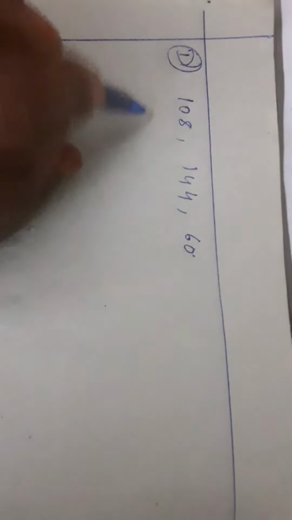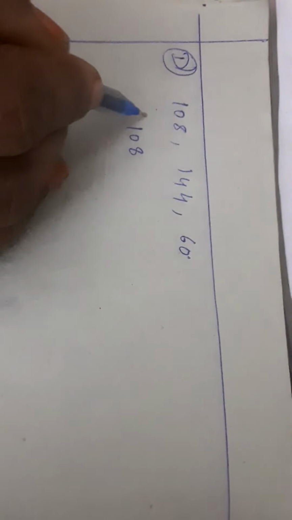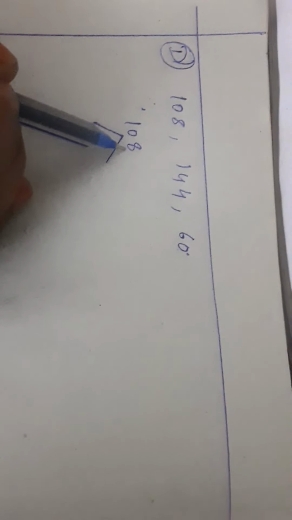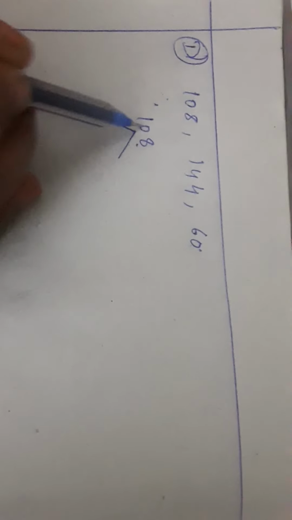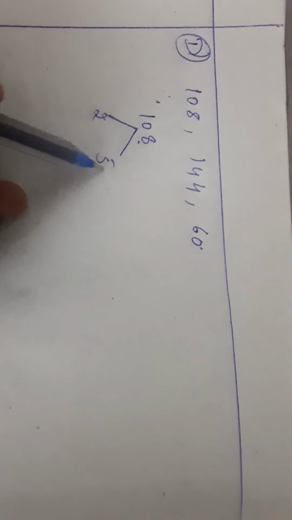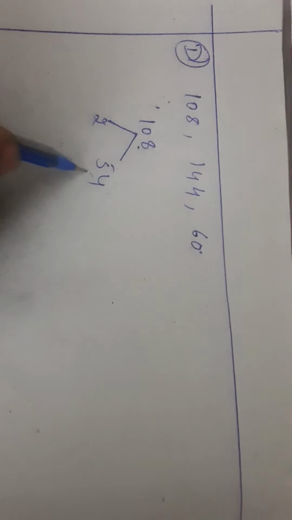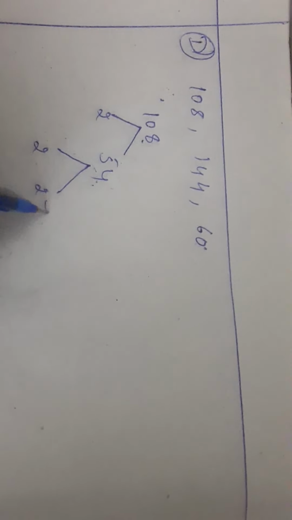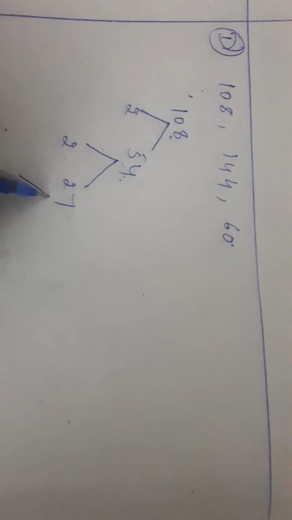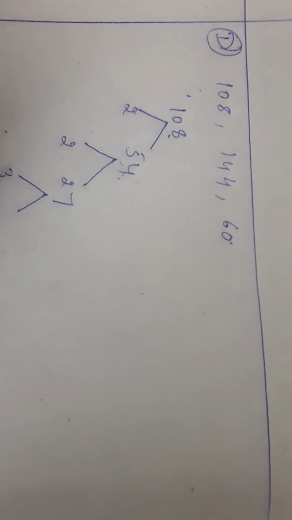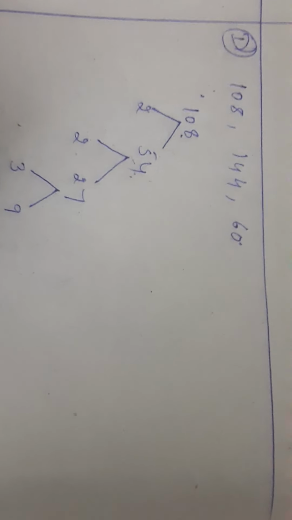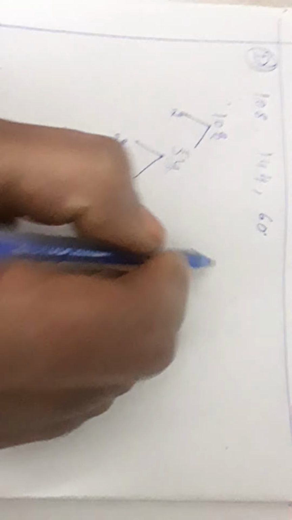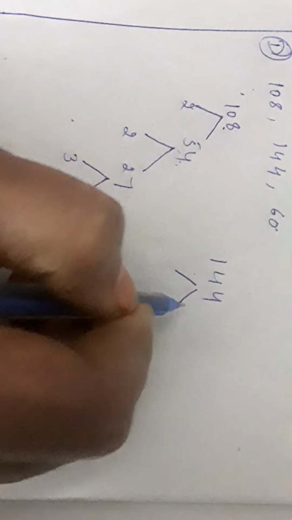This 108 we can write as, in ones place it has 8, it is divisible by 2. 2 into 54. Again its ones place is 2, 2 into 27. It is divisible by 3, 27 is 3 into 9. 9 is divisible by 3 into 3. Then we have 144.